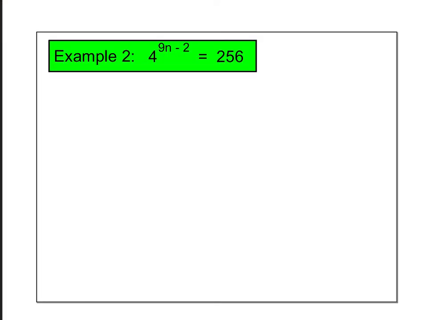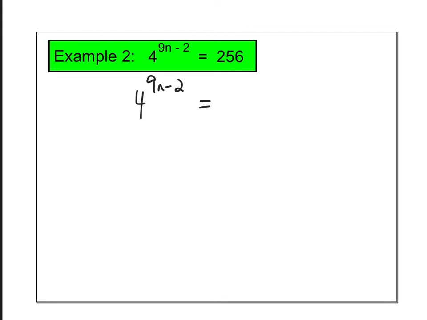All right, let's take a look at another example here. So we have 4 to the 9n minus 2 equals 256. Okay, so we have to ask ourselves, is there a way to rewrite 256 so that it has the same base as the left side of the equation? Okay, so 4 to the 9n minus 2 equals, is 256 4 to some power?